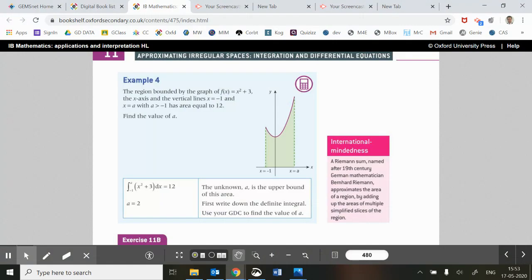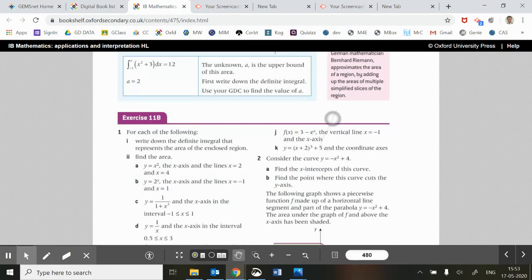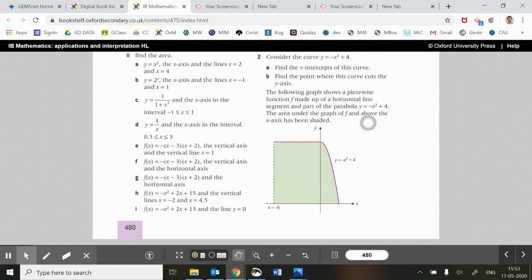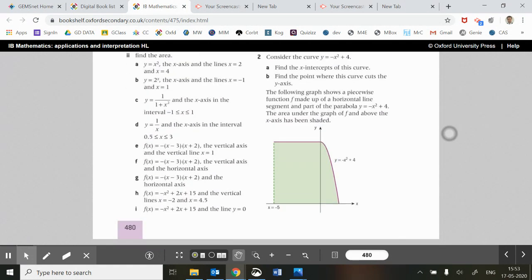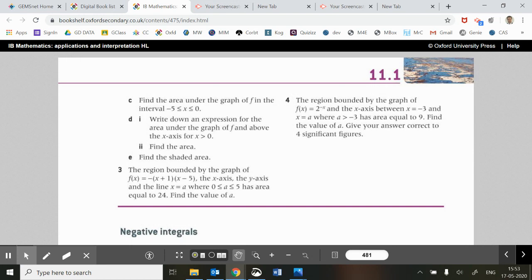Okay, so that's that one sorted out. That's pretty straightforward. Right, 11B, you can have a go at some of these questions, and we'll do 2 lessons on this in class. I'm going to, for my sins, try and do 11C here as well.